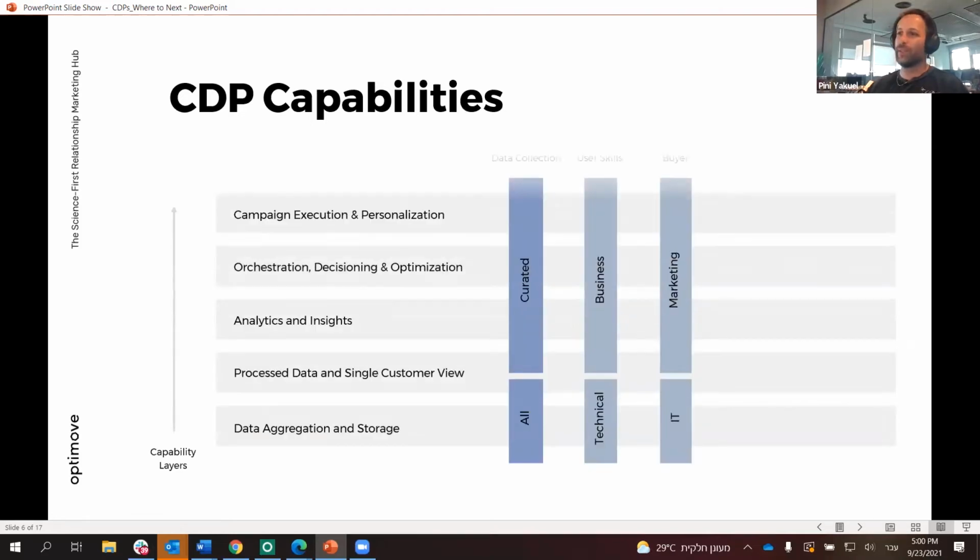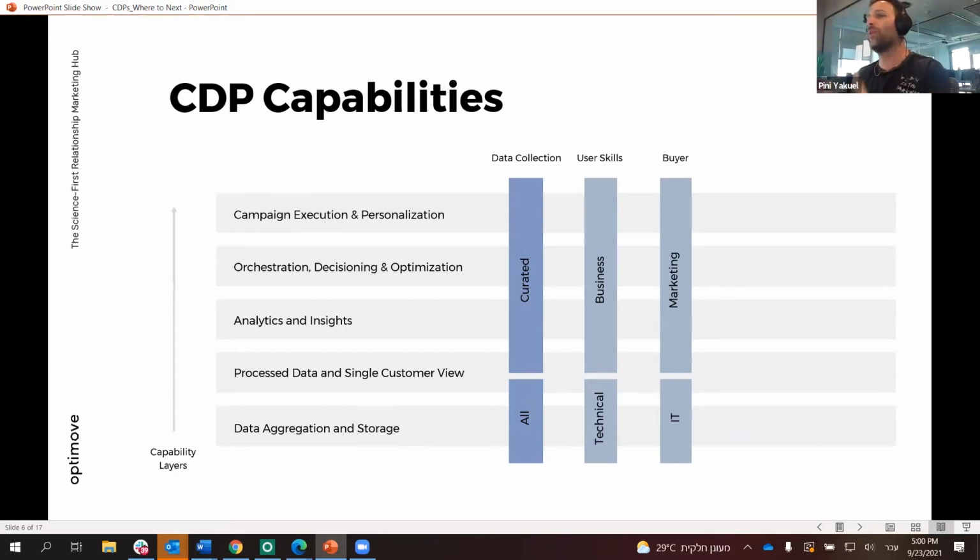Main capabilities of a CDP. So at the bottom, we got the capability of data aggregation and storage. We want to have all of our data in one place. We want to be able to hold it and store it and aggregate it together.